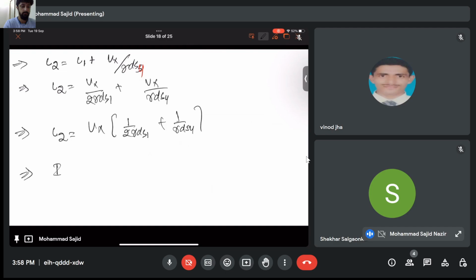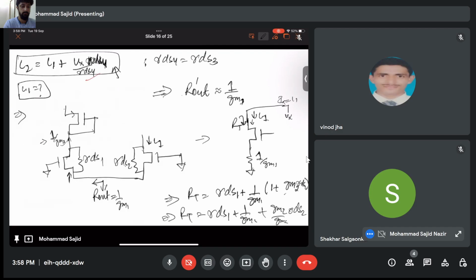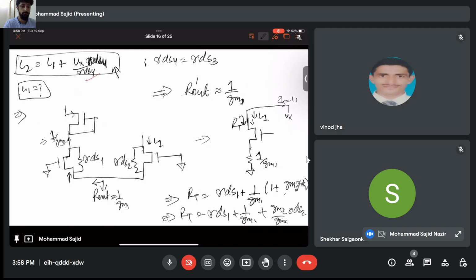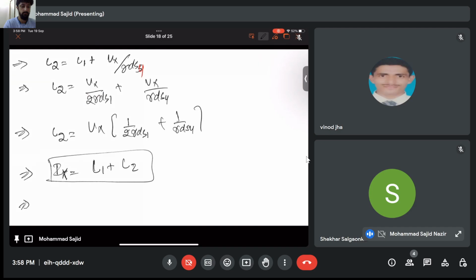Now what is Ix? That is I1 plus I2, right? Simple. Go back to the circuit. Here Ix is I2 plus I1, right? So I need to add them again to get the total Ix. I1 is Vx by 2 RDS1, plus I2 is Vx times 1 by 2 RDS1 plus 1 by RDS4.